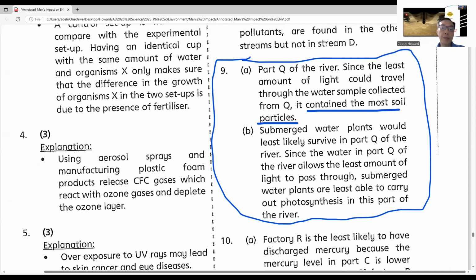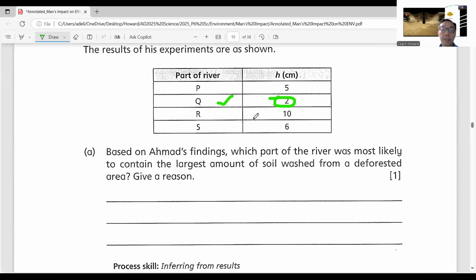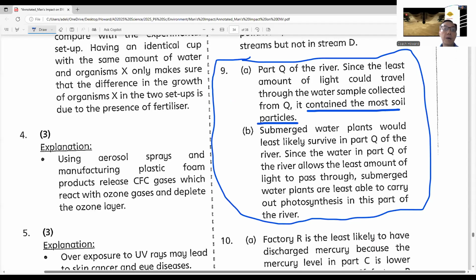They ask you to state whether submerged water plants are most likely or least likely to survive in the part of the river named in Q. So the next question they ask you is this. State whether the submerged water plants are most likely or least likely to survive in part Q. Of course it is least likely, right? Because the least amount of light can pass through. So that's the answer for this part.